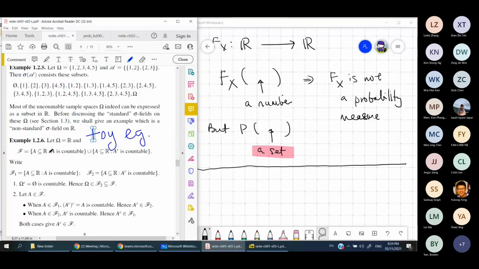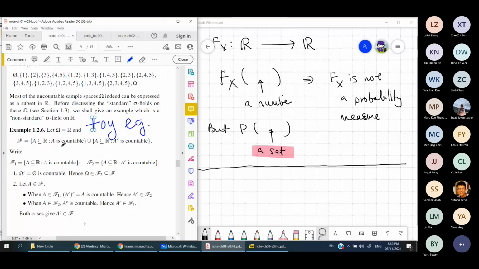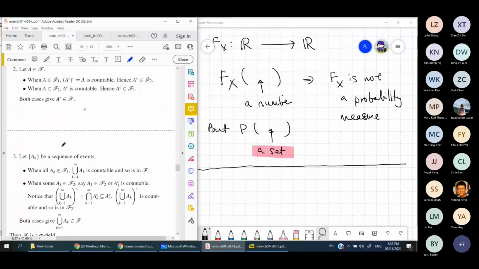A toy example means it does not have any specific application, but is just to demonstrate the idea. It's a very interesting example over here. This is the so-called countable sigma field. Again, we have discussed this already.